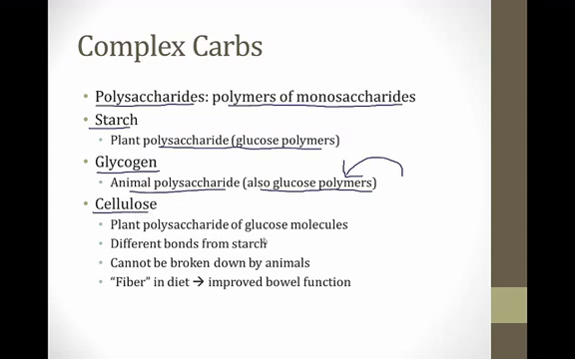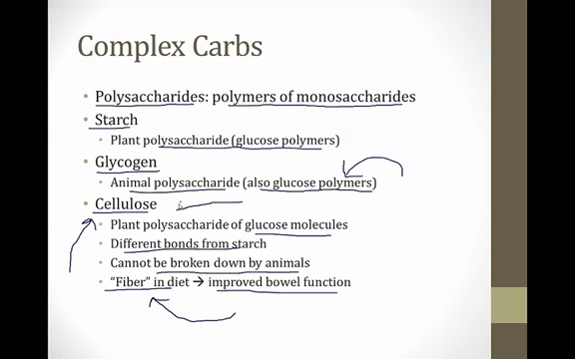This is a plant polysaccharide of glucose molecules, but it has different bonds from starch and it cannot be broken down by animals. So when we say that people need to have fiber in their diet, we're often talking about cellulose because it's not broken down in the human GI tract. It adds bulk to our stool and improves bowel function. And for many elderly patients with constipation, you will recommend fiber in their diet, and what you are recommending is these cellulose molecules that cannot be broken down in the GI tract.